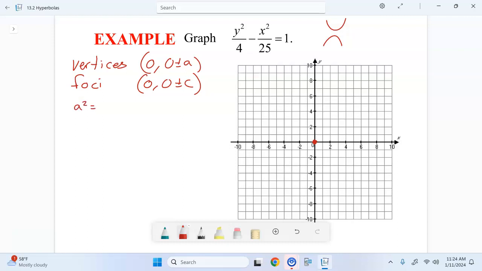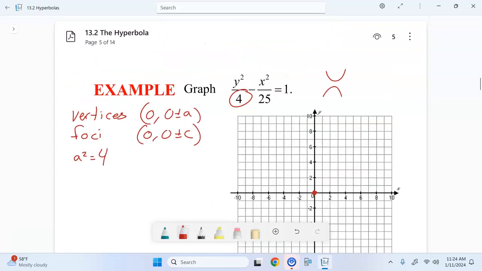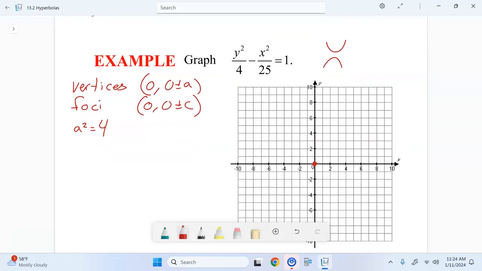Now again, remember where A is located on our hyperbolas instead of our ellipses. What is A squared? A is 2, so A squared is 4. On our hyperbolas, A is always first, no matter what size it is. What's B squared? Process of elimination.